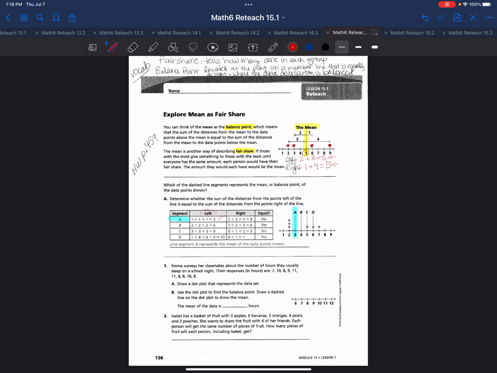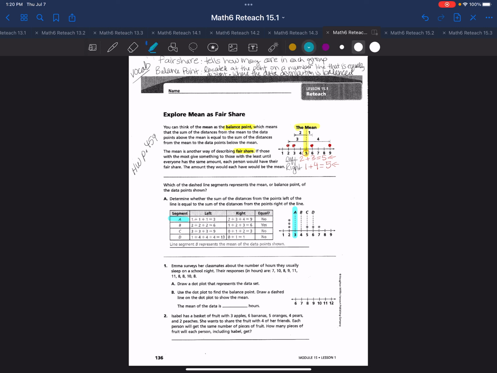Now let's look at the points on the right side of A. We see a point on the number 5, and that is 2 points to the right of segment A. Then we see a point at 6, and that's 3 points away. And then a point at 7, that's 4 points away. We add them up, and the sum is 9. So is 3 and 9 equal? No. So we write here, they are not equal.